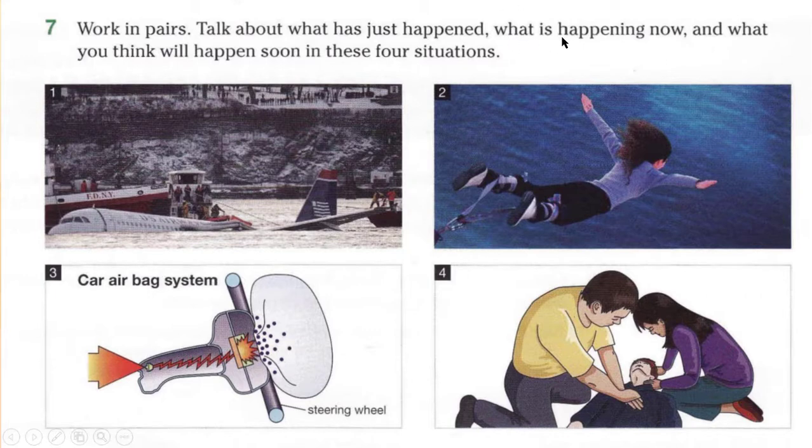And to talk about what is happening now, we will use the present continuous tense, which is formed with am or is or are plus verb, and we add ing to the verb. And what you think will happen soon, we will use here the future symbol will plus the infinitive.